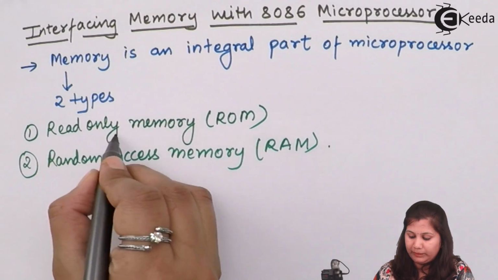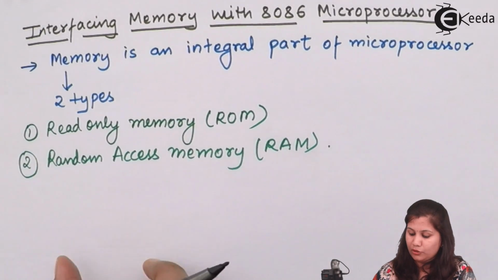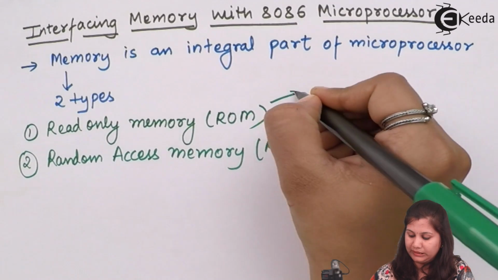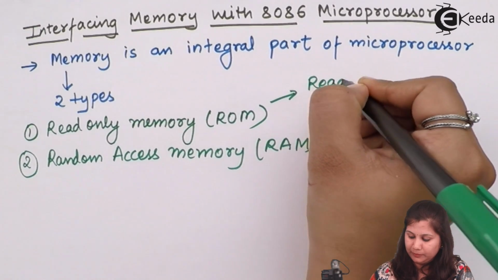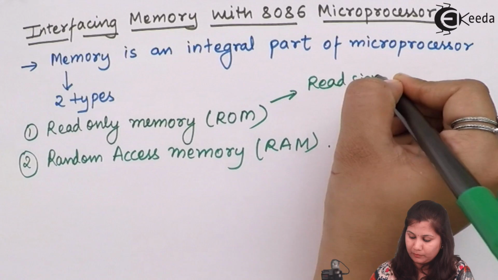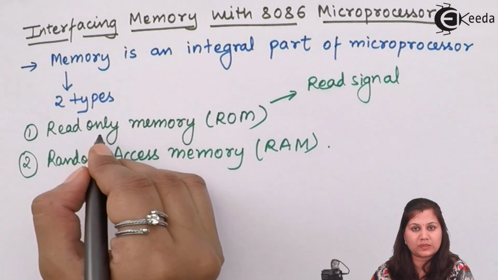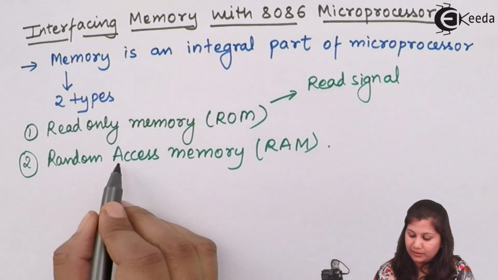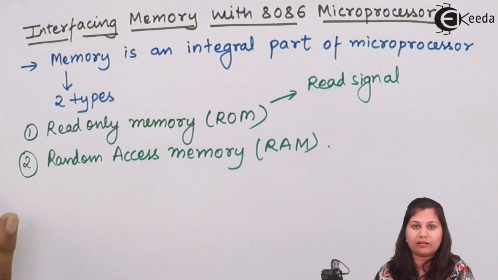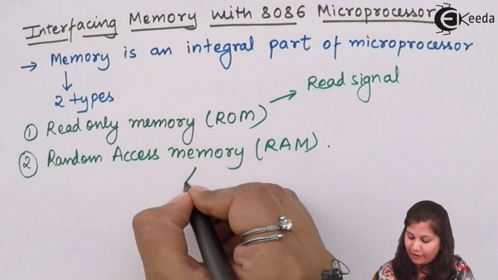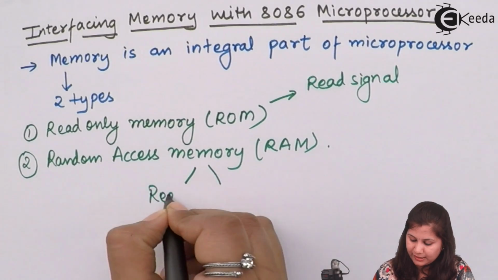Now this read only memory can only be read. So for this ROM, we have only the read signal available, meaning a read operation will be associated with it. Whereas this random access memory, we can read and write. So we have both read and write signals for it.